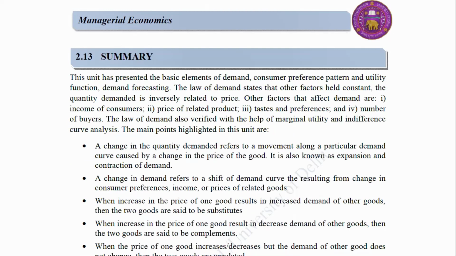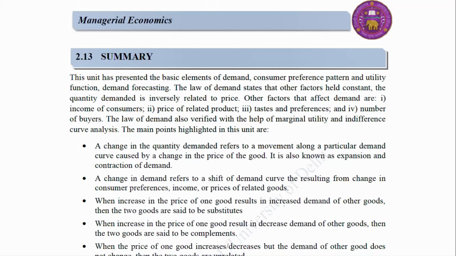2.13 Summary. This unit has presented the basic elements of demand, consumer preference pattern, and utility function, demand forecasting. The law of demand states that other factors held constant, the quantity demanded is inversely related to price. Other factors that affect demand are 1. Income of consumers, 2. Price of related products, 3rd. Taste and preferences, and 4th. Number of buyers. The law of demand also verified with the help of marginal utility and indifference curve analysis.